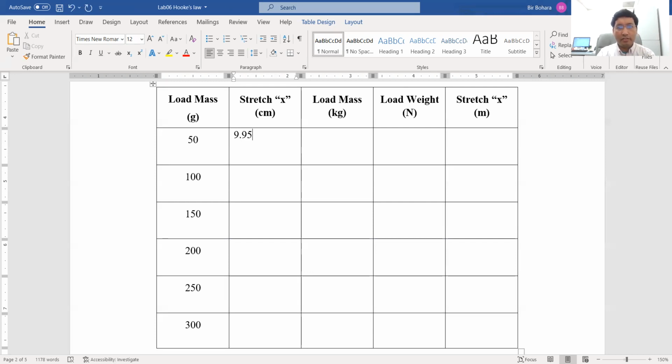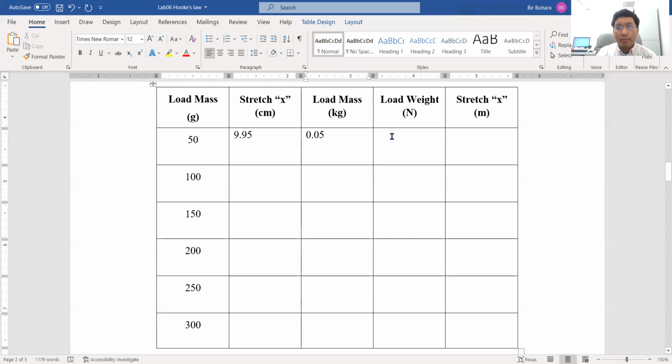9.95 centimeter, right? And 50 gram. If I divide 50 gram by 1000, I will get 0.05, right? Which is in kg. Okay, so 0.05. Yes, this is 0.05.